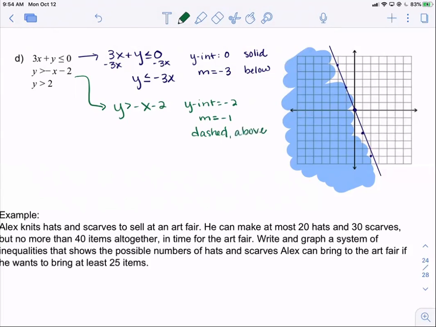All right. So starting at our y-intercept of negative 2, I'm going to put our first point. And then our slope is negative 1 and it's dashed. So I'm going to kind of make my dash line as I'm making our points. Okay. And then we're shading above.